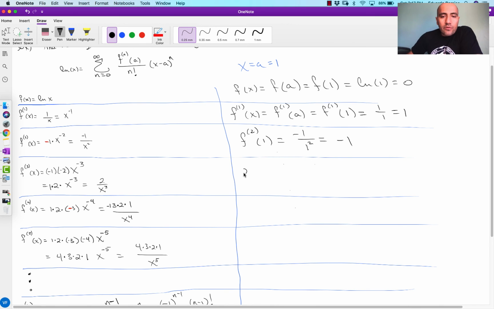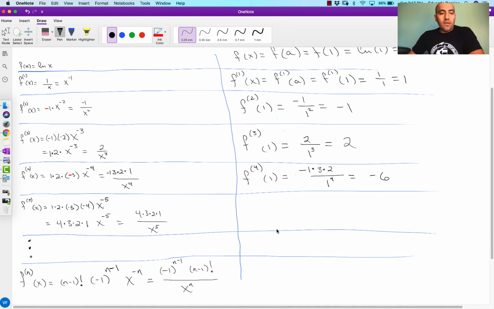Okay, the third derivative evaluated at 1, it's going to be this guy. That's just going to be equal to 2 divided by 1 to the power of 3, which is just going to be equal to 2. And then the fourth derivative evaluated at 1 is going to be equal to negative 1 times 3 times 2 divided by 1 to the fourth power, which really just equals negative 6.